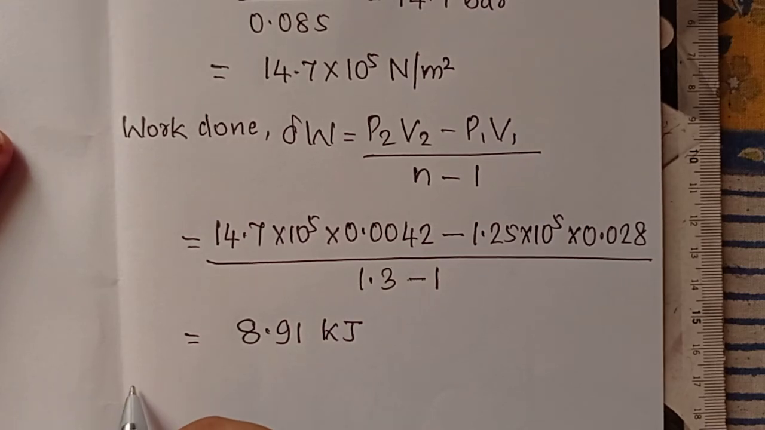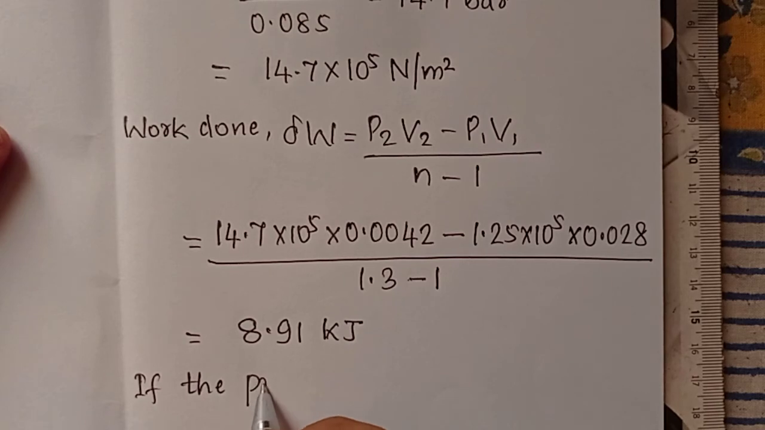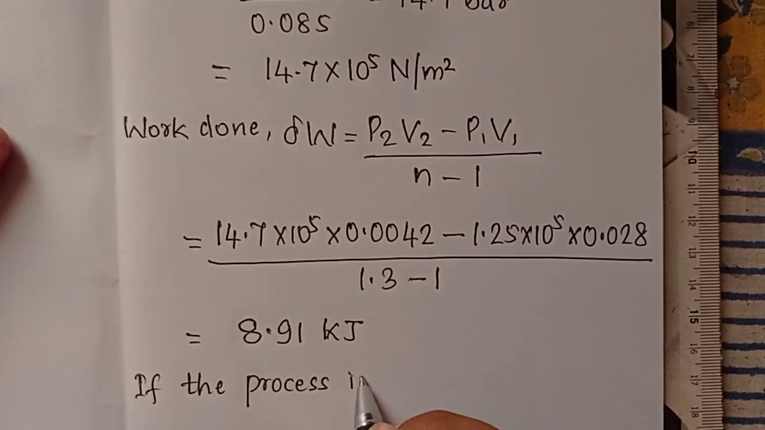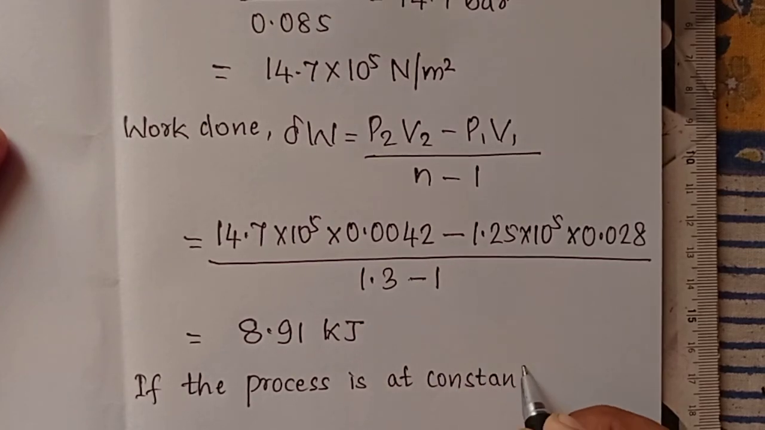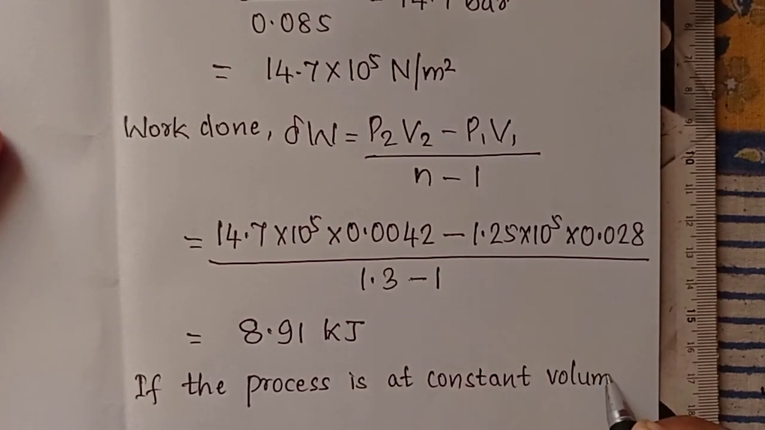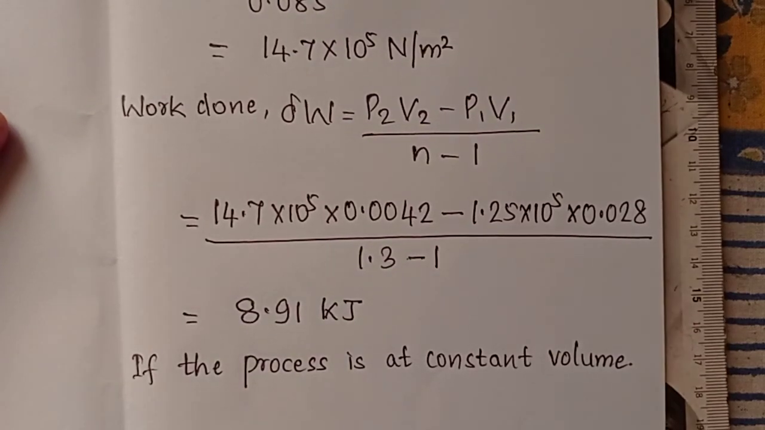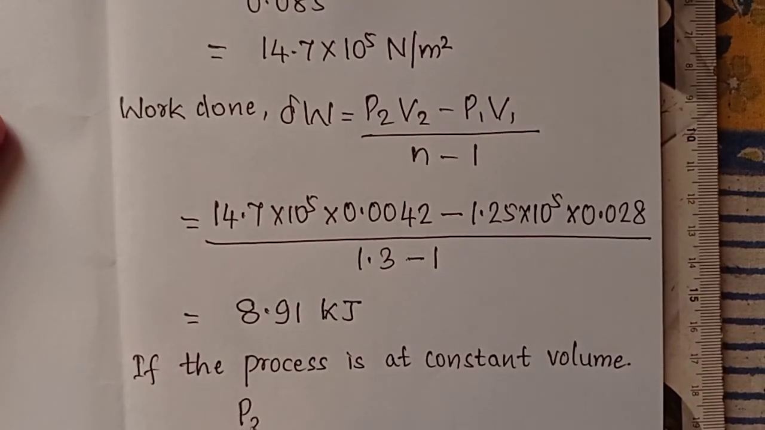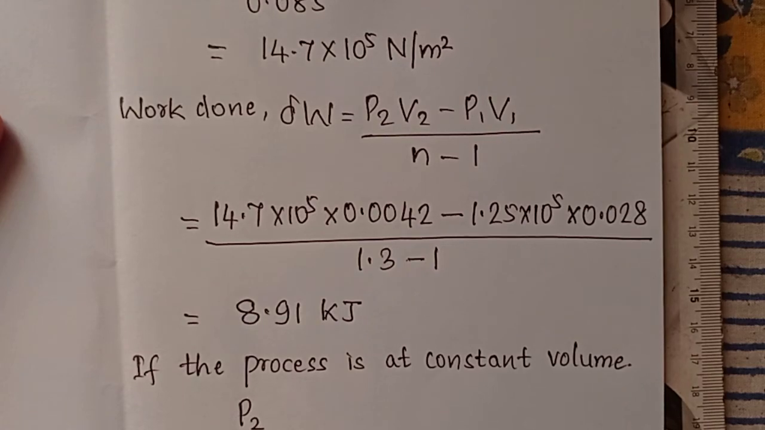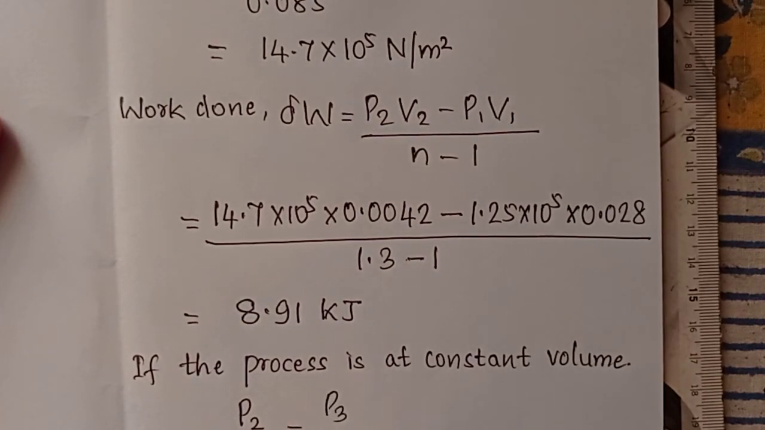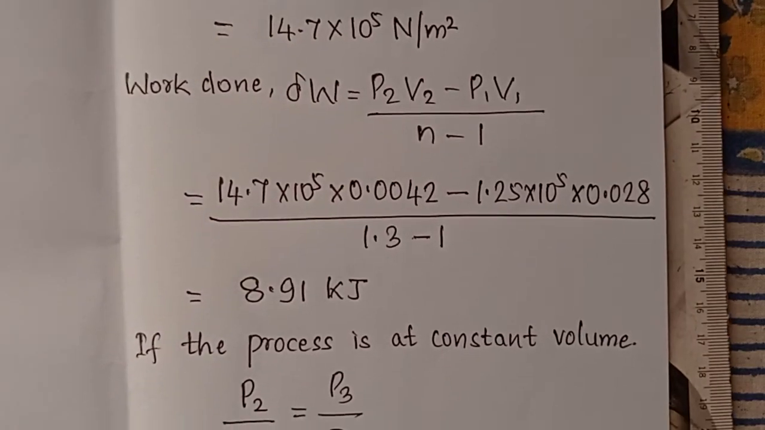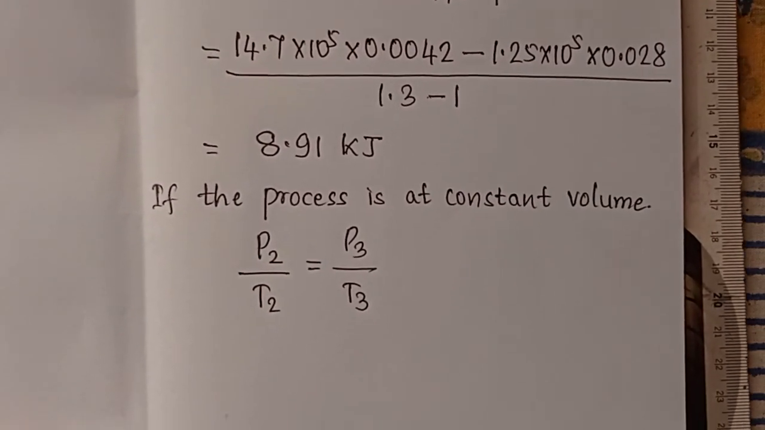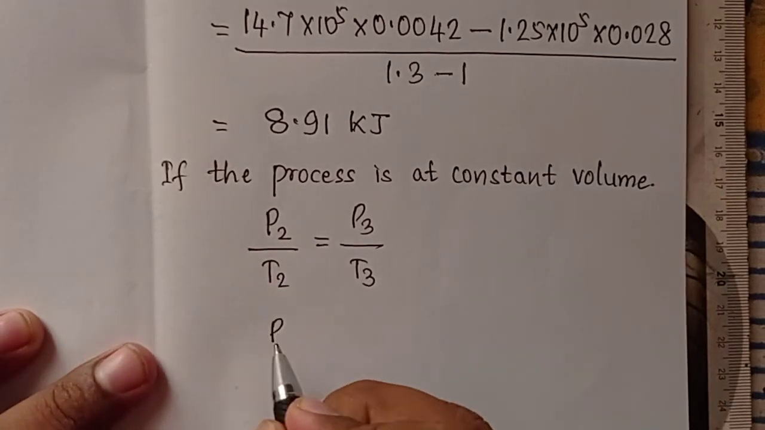So if the process is at constant volume, then we need to find out the change in pressure. That is P2 by T2 will be equal to P3 by T3. I repeat, P2 by T2 will be equal to P3 by T3. So find out the value of P3.